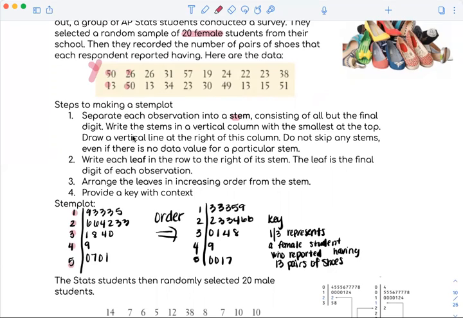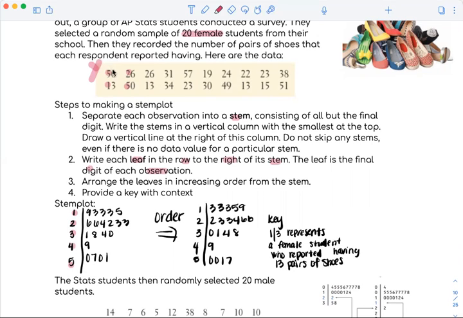Then I went through and started just recording the data value. So the right side is the leaf. The leaf of each row is to the right of its stem. Okay, so the leaf is the final digit of each observation.